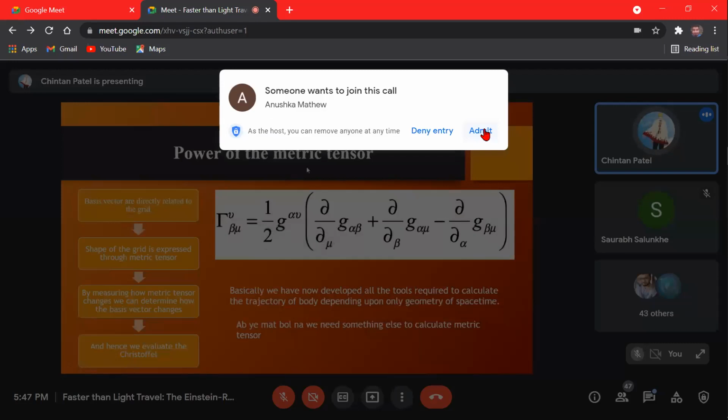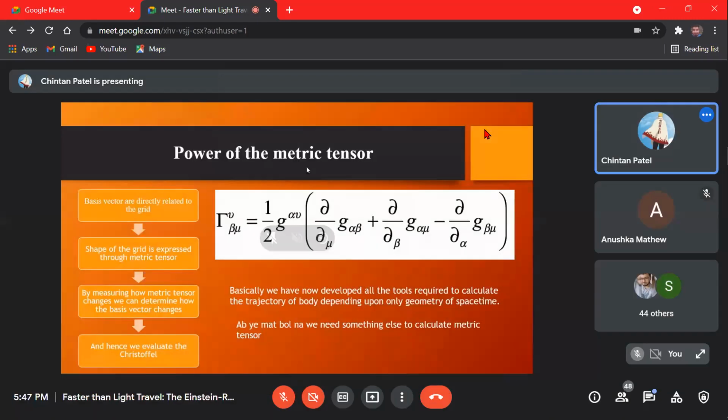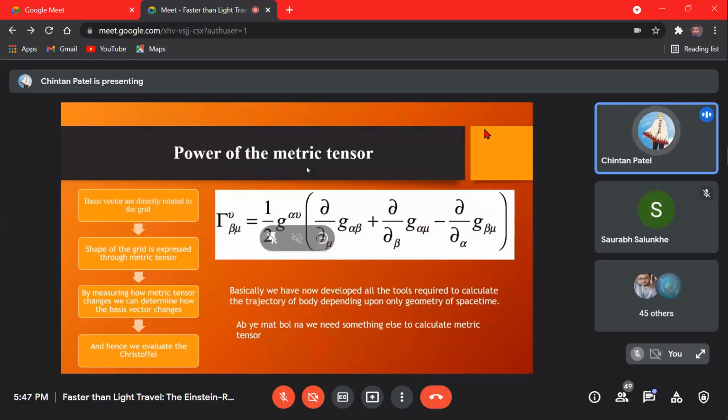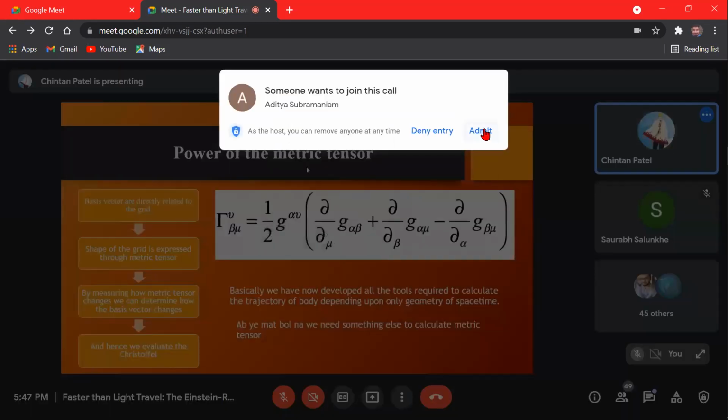So if you know the Christoffel symbol and the metric tensor, you can plot a trajectory. Basically, you put that into a geodesic equation. You can plot a trajectory of an object through space-time, dependent just on the geometry of the space-time, nothing else. So you do that.